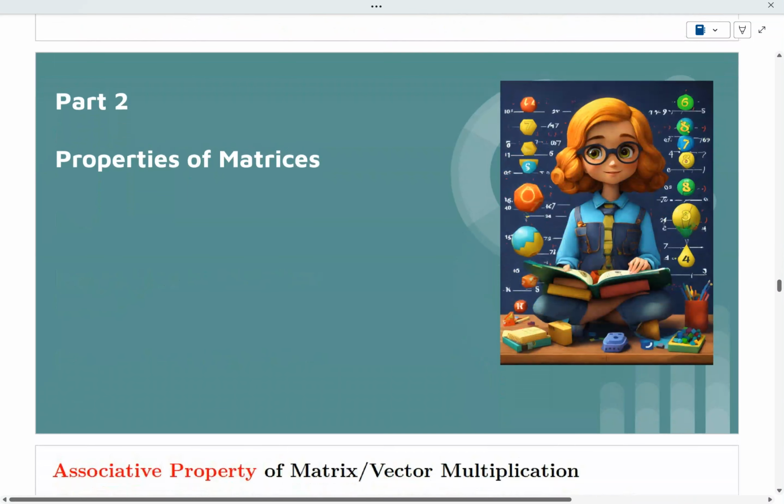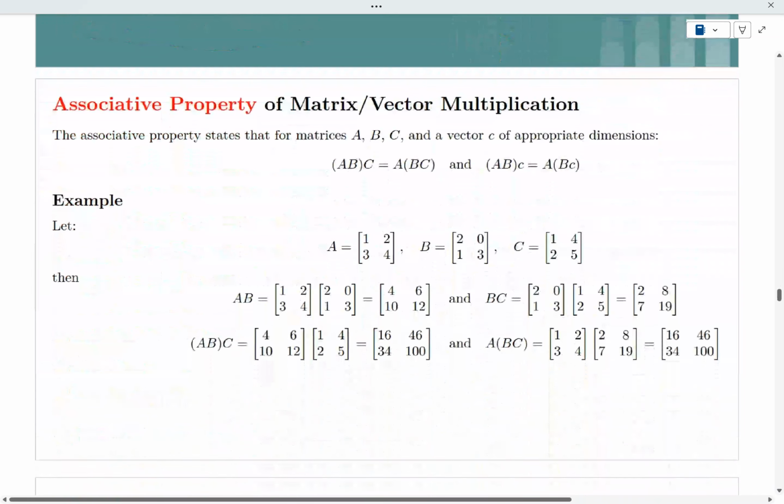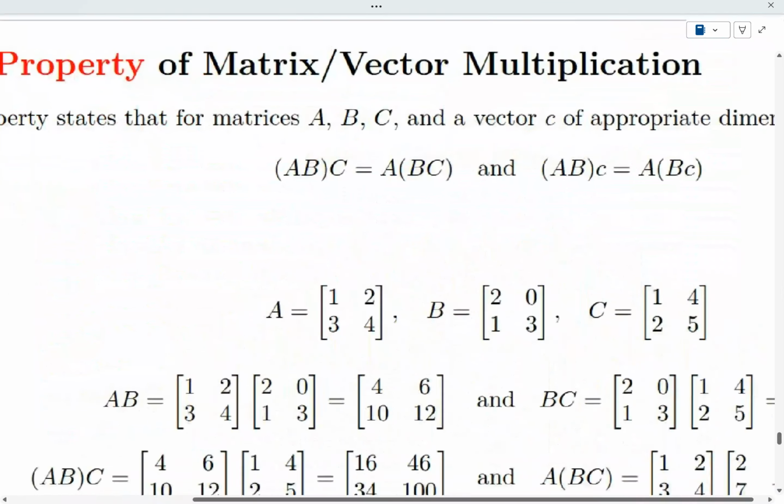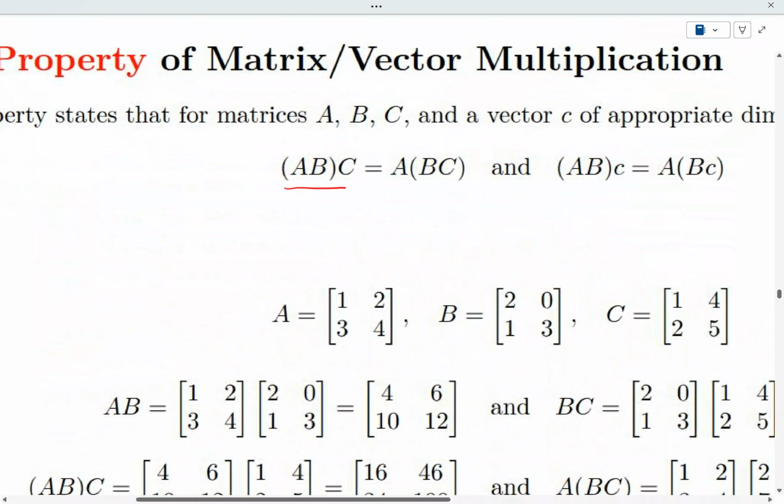All right, part 2. So now that we know the basic operations of matrices, let's also look at some properties. The first property we have is called the associative property. That means if we have 3 matrices, A, B, C, you can multiply A, B together first, then multiply by C. Alternatively, you can multiply B, C together first, then multiply by A, right?